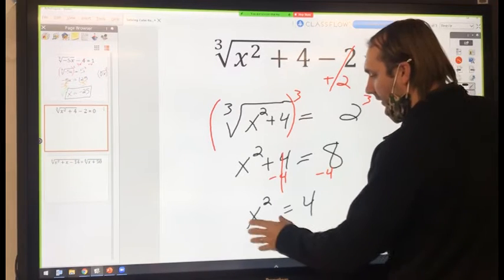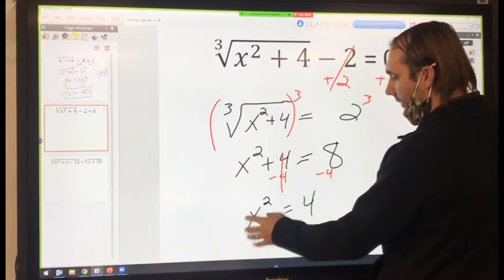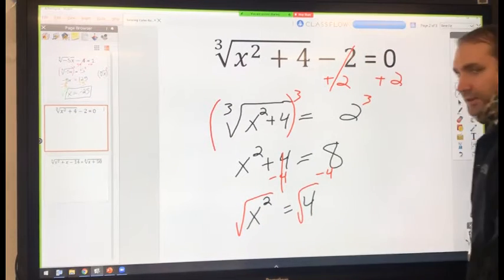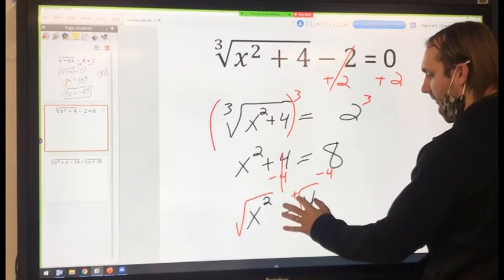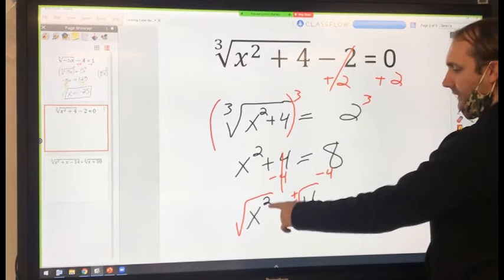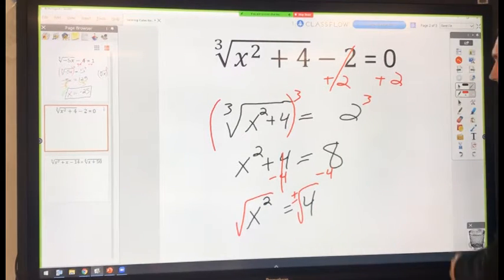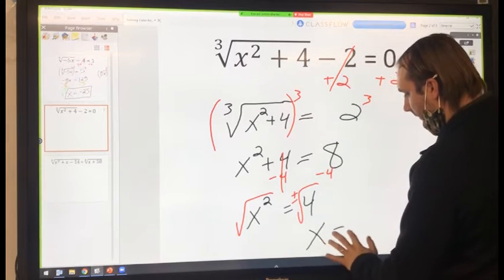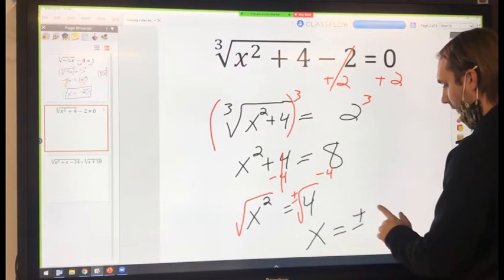So where we saw that to get rid of a cube root you cube it, to get rid of a square you take the square root of both sides. Now here is where you have to account for the plus and the minus, because if I square a negative, it still comes out to be a plus 4. And that gives me x equals plus and minus the square root of 4, which is 2.